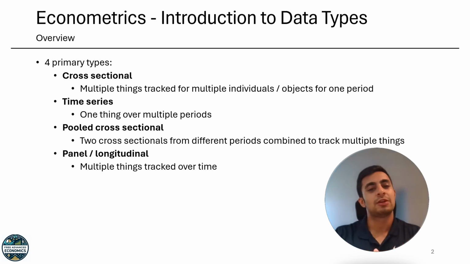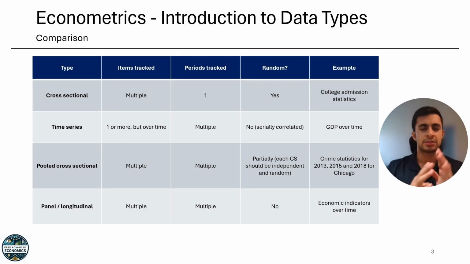In the next slide, what I've done is that I've differentiated it further by using a table. Perfect. So now, as you might have imagined, understanding all these different types might be complicated to remember, but it's very key to note that this is the fundamental of all the analysis that we'll be doing as a part of this course. So what I've done here is that I've differentiated them across four different metrics. One is items tracked, periods tracked, are they random or not, and then an example for each of them.